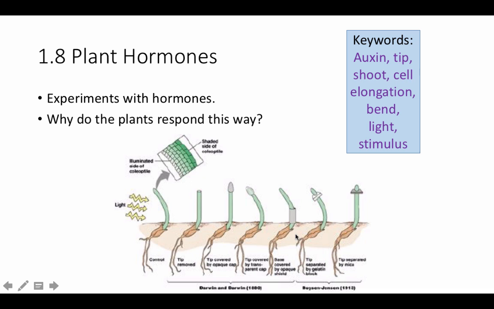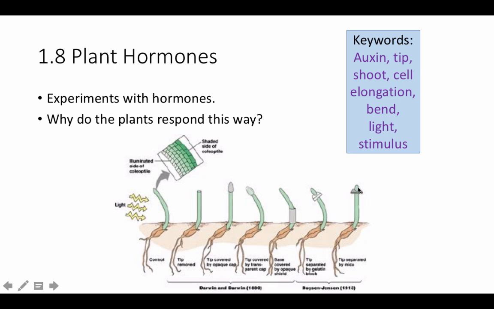So they might ask you about, like, if the sun is coming from this direction and they've covered the tip with a cap, it just grows upwards because all the light is being spread out. It's an opaque cap. This one is a transparent cap, so all the light goes through, which makes it bend in that direction. This one is completely uncovered. This one, some of it is blocked, but it's still growing that way. This one, the tip is separated.